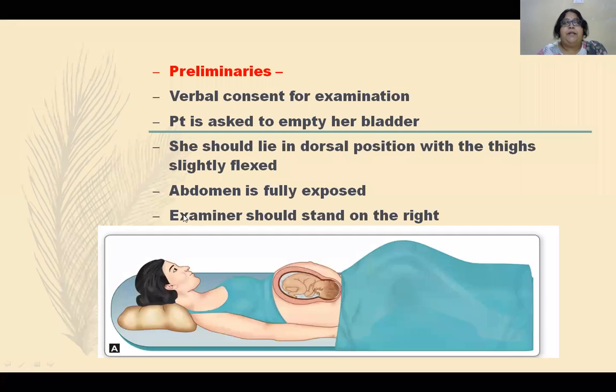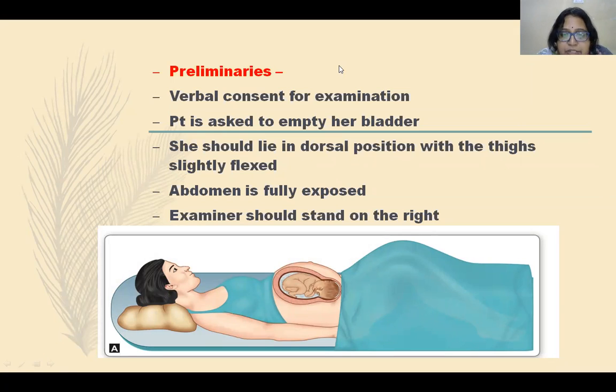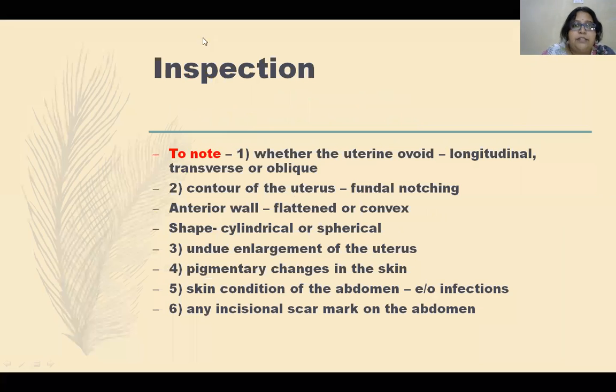So what are the preliminaries for abdominal examination? You have to take a verbal consent from the woman. She is asked to empty her bladder, and she should lie in a dorsal position with her legs slightly flexed. The abdomen should be fully exposed, and the examiner should always stand on the right side of the patient. Next, what do you do?